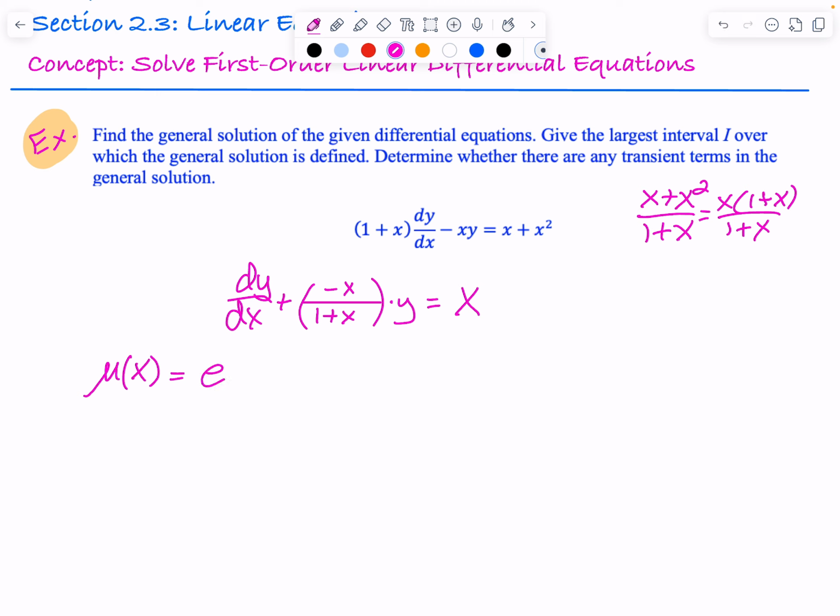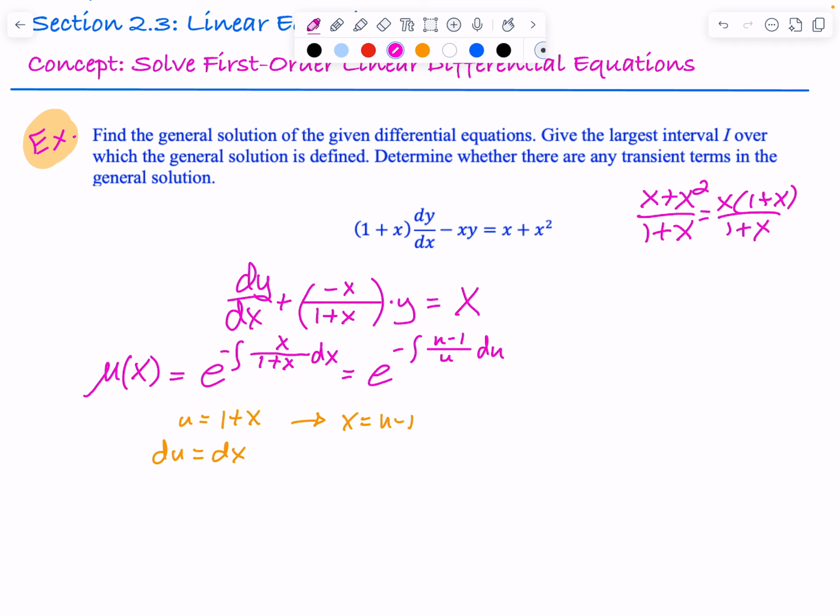So we have e to the integral of negative 1 plus x, dx. All right, this is going to take a u substitution. So the u here is 1 plus x, du is dx. And then this is where the trick is: x is also u minus 1. So if I go through and replace everything, I get a negative, u minus 1 on top over u on the bottom, du.